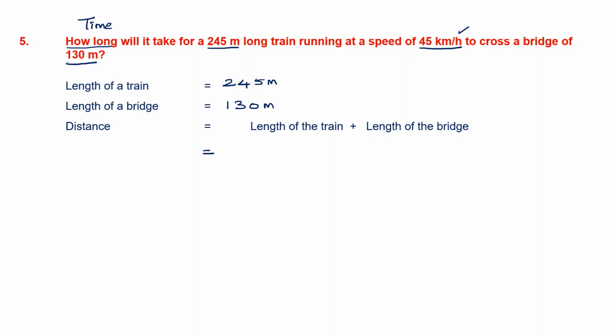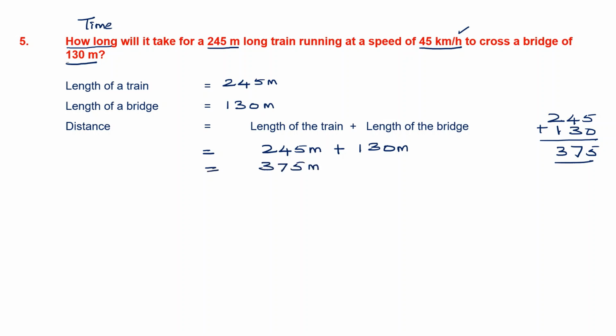So what is the distance of the train? 245 meters plus the length of the bridge, which is 130 meters. So we can add up the two lengths, 245 and 130. So 5, 4 plus 3 is 7, 2 plus 1 is 3. So we have found the distance. Distance is 375 meters. Now we are given the speed in kilometers per hour, that is 45 kilometers per hour.